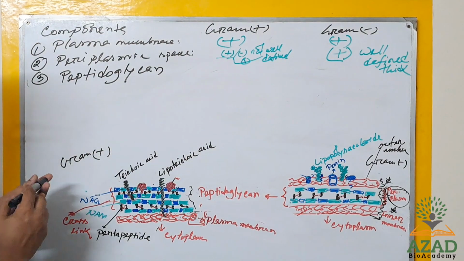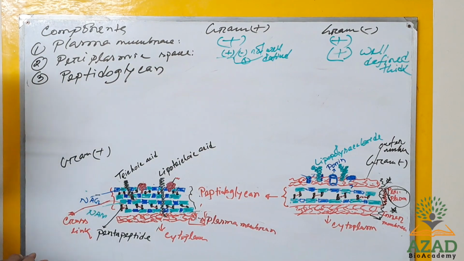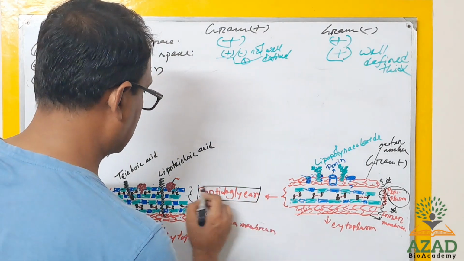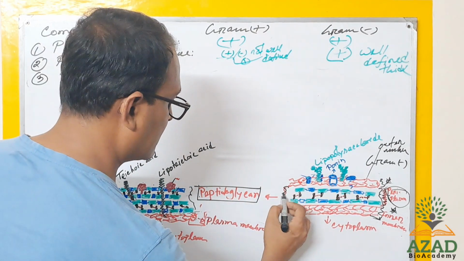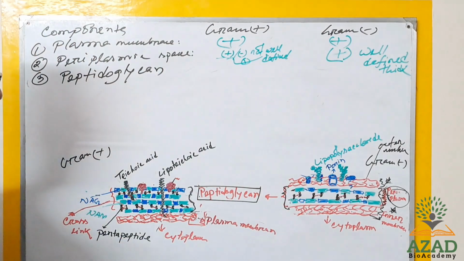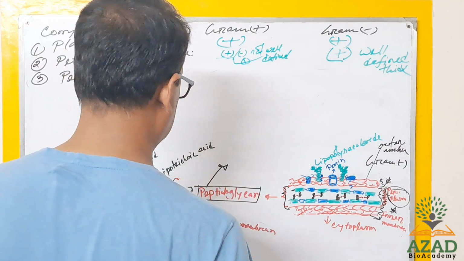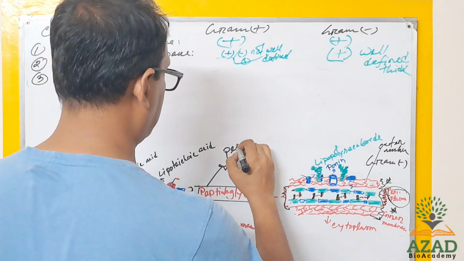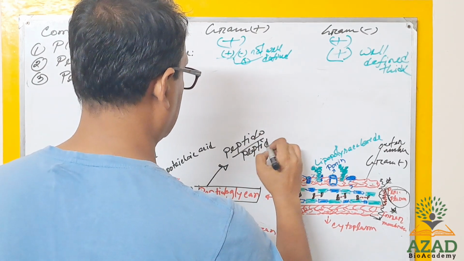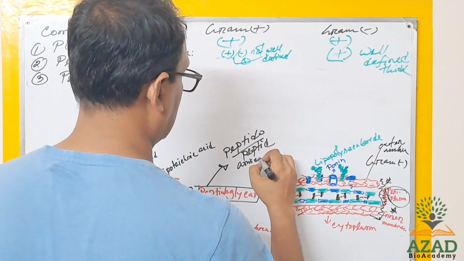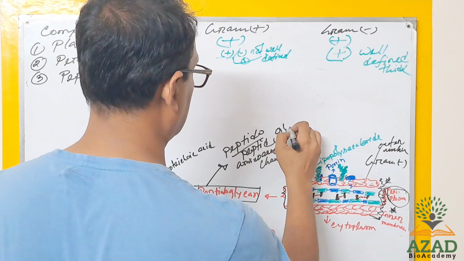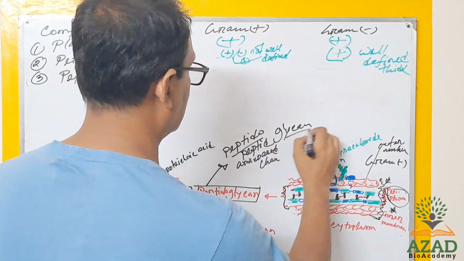Now, what is peptidoglycan? If I show you, this layer, this portion, is the peptidoglycan. If I give you some details, here is the peptide, that means amino acid chain, and also glycan, that means sugar.